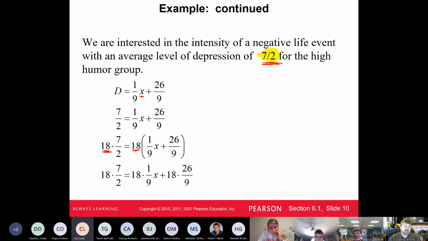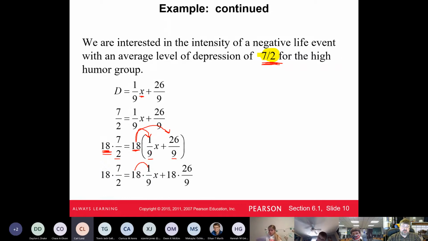That's right, Owen. It's the least common denominator. 18 is the least common denominator of 2 and 9. So our first goal is to get rid of fractions. That's what we're doing. So we multiply the left-hand side by 18, and then we also multiply the right-hand side. And remember, we are distributing. I'll distribute up here. 18 times 1/9 x plus 18 times 26/9.